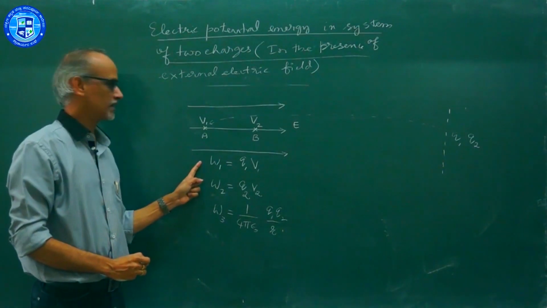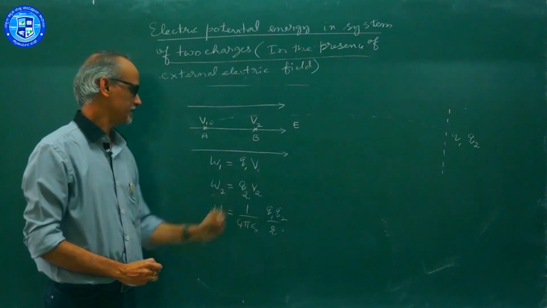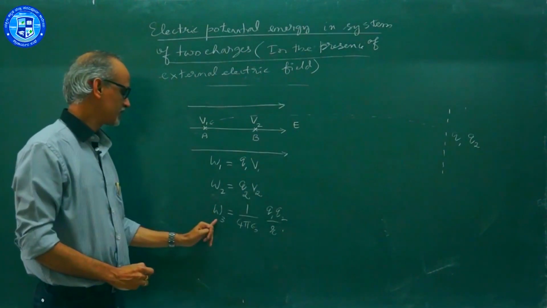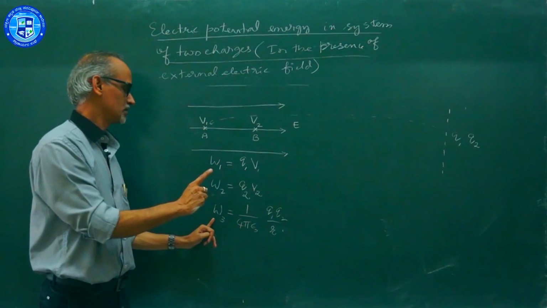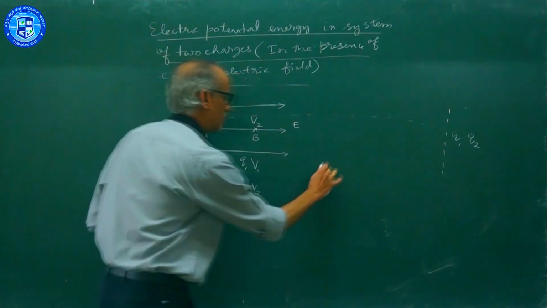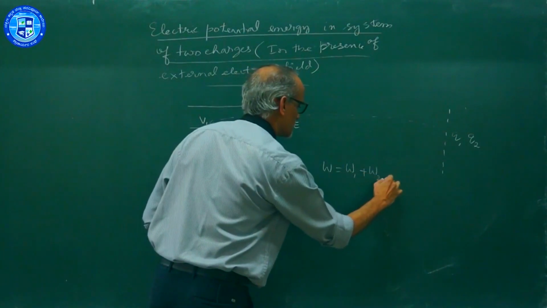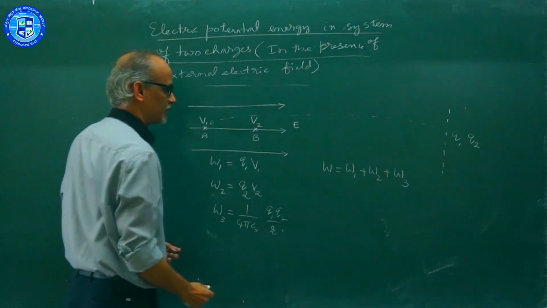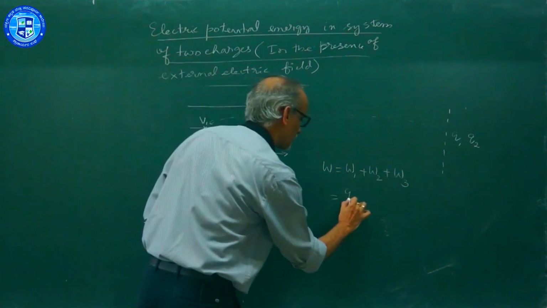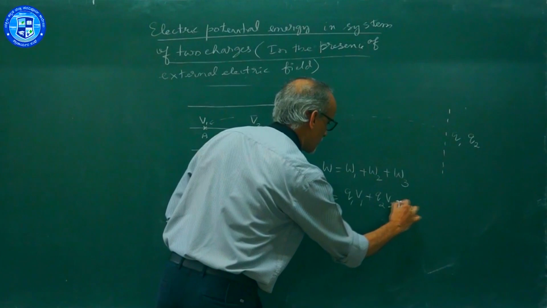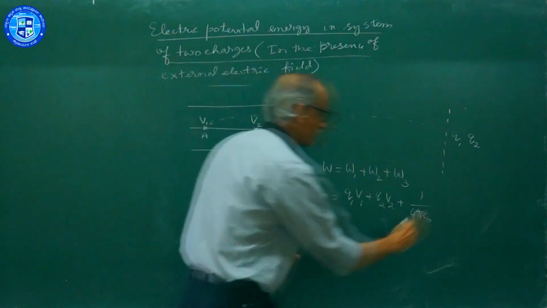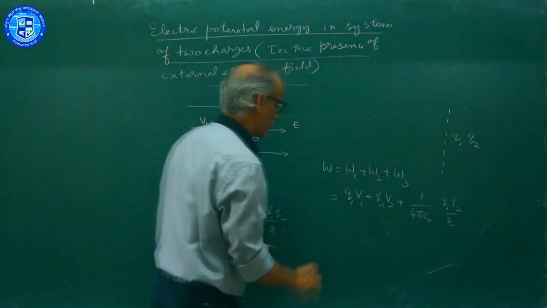Let me repeat what I have explained. W1 is the work done in moving the first charge against the existing field E. W2 is the work done in moving the second charge Q2 against the same field E. And W3 is the work done in moving the second charge against the field produced by the charge Q1. When we add all this, we get the net work done in moving both charges. So W is equal to W1 plus W2 plus W3, which is Q1 V1 plus Q2 V2 plus 1 by 4 pi epsilon naught Q1 Q2 by R.